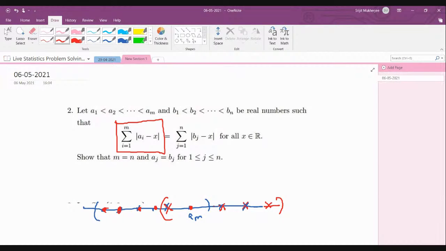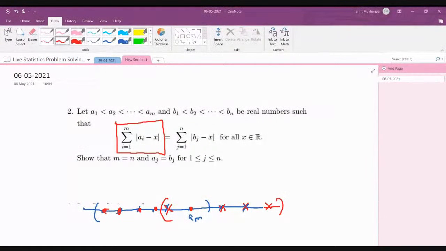Now we have to show that if this happens for all X, then in fact the two sets are equal. So any ideas on how we can proceed? Any ideas, guys? Yes, mean absolute deviation. Tanvi, any ideas on how we can proceed?